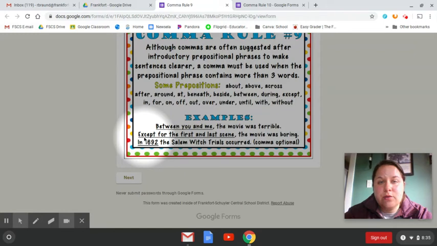So as you go through here, my suggestion is find your prepositional phrases, count your words out, make sure if you have 4 or more, you need the comma. If it's 3 or less, it's optional.